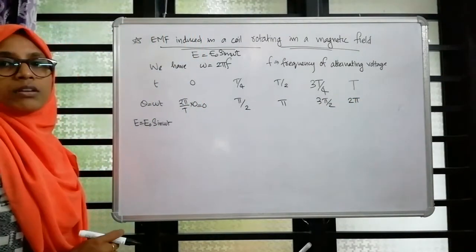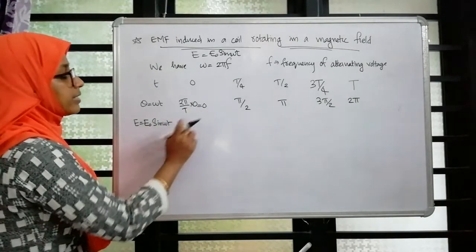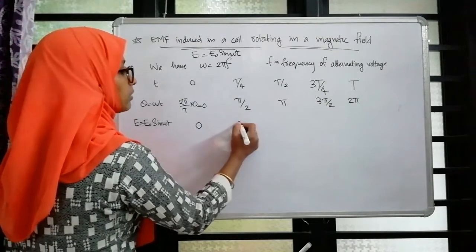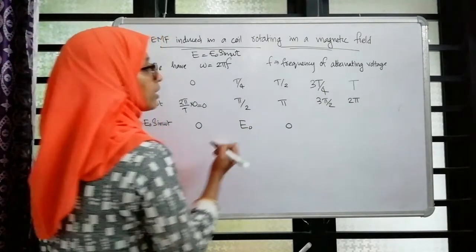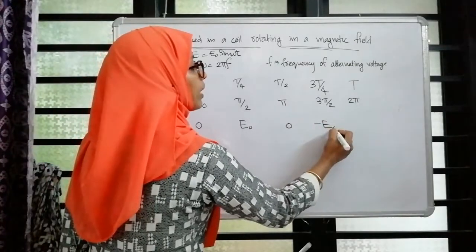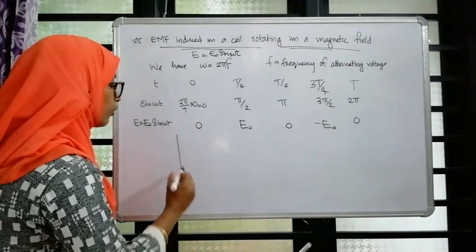Now, we know the values of this alternating EMF. Sin 0 is 0 itself. Sin pi by 2 is 1, that is E0. And sin pi is again 0. And sin 3 pi by 2 is minus E0. And this is 0.